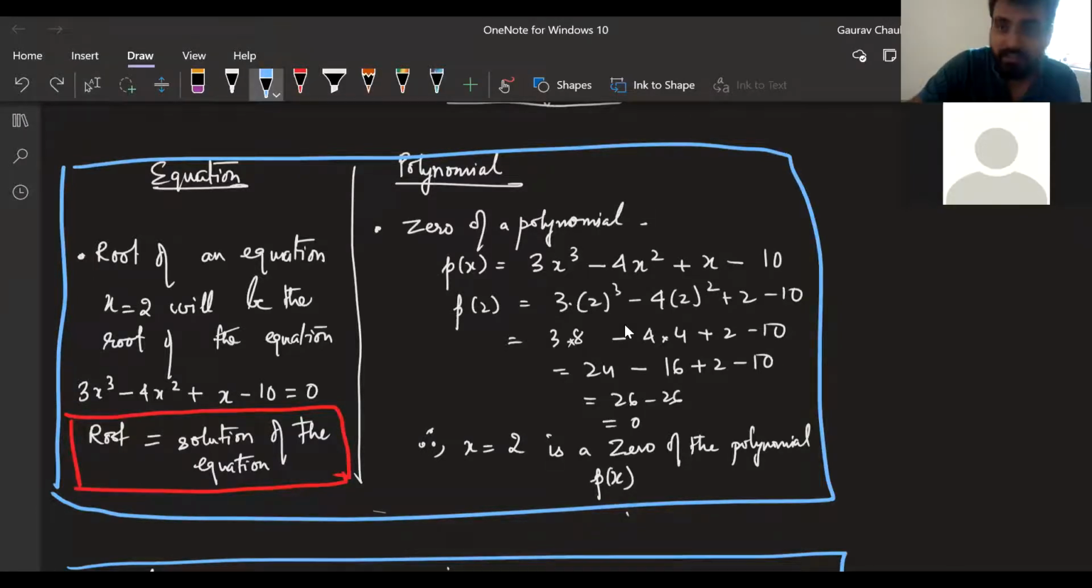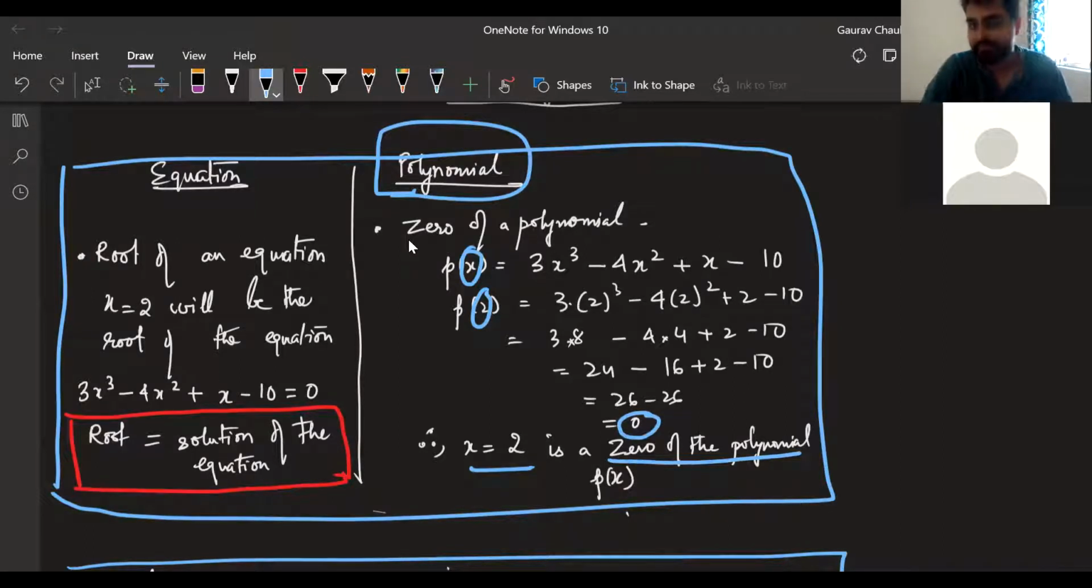We had made a mistake earlier. I had told you that zero and root of a polynomial mean the same. There I was wrong. In a polynomial, that number which, if I put in place of x, makes the value of the polynomial zero, that number only is called the zero of the polynomial. So far, so good.